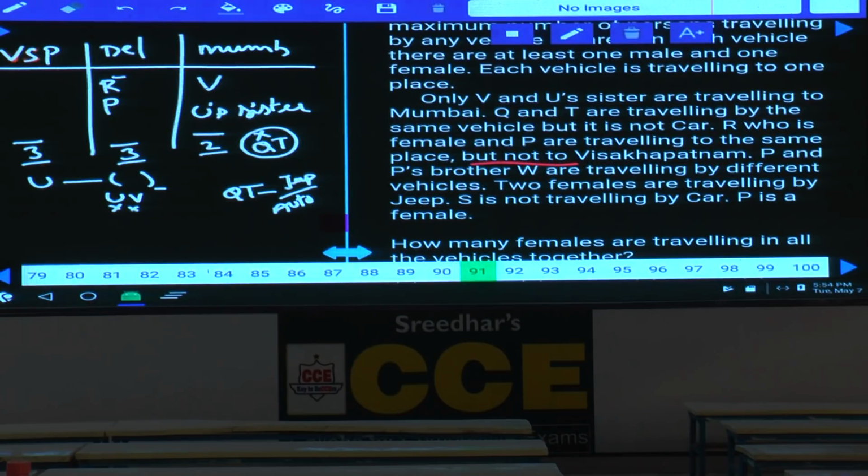If Q and T go to Delhi, then 4 persons will be from Delhi, which is not possible. Hence Q and T must travel to Visakhapatnam. Are you following this one or not? Now Q, T, R, P, V and U's sister were finalized.